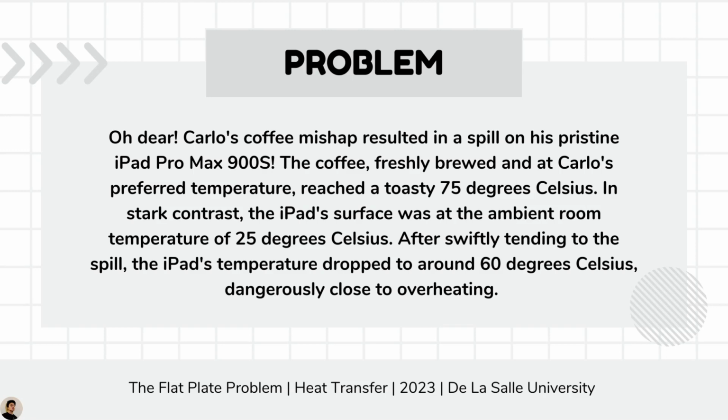Oh dear! Carla's coffee mishap resulted in a spill on his pristine iPad Pro Max 900S. The coffee, freshly brewed and at Carla's preferred temperature, reached a toasty 75 degrees Celsius. In stark contrast, the iPad's surface was at the ambient room temperature of 25 degrees Celsius. After swiftly tending to the spill, the iPad's temperature dropped to around 60 degrees Celsius, dangerously close to overheating.